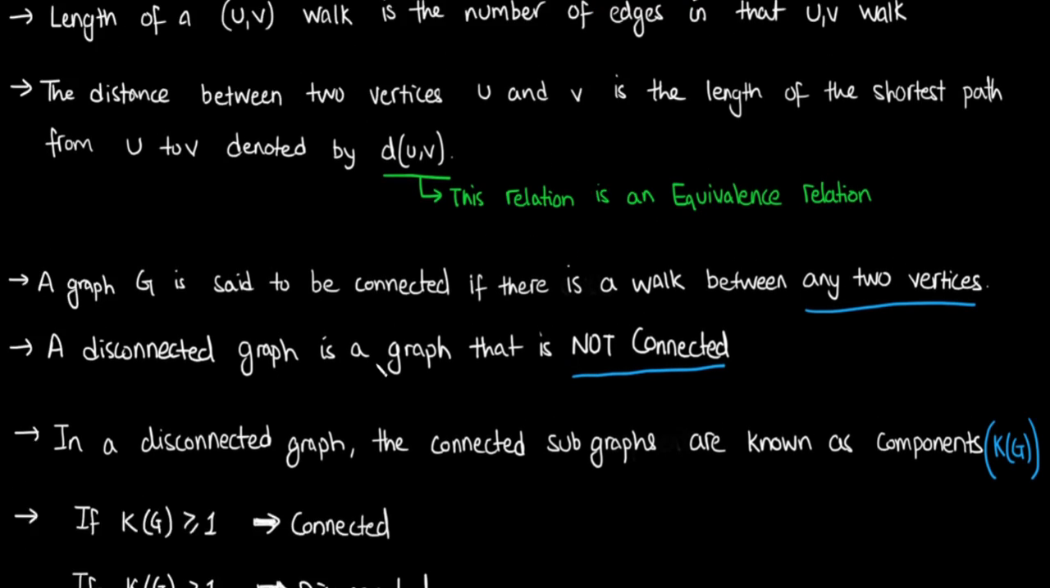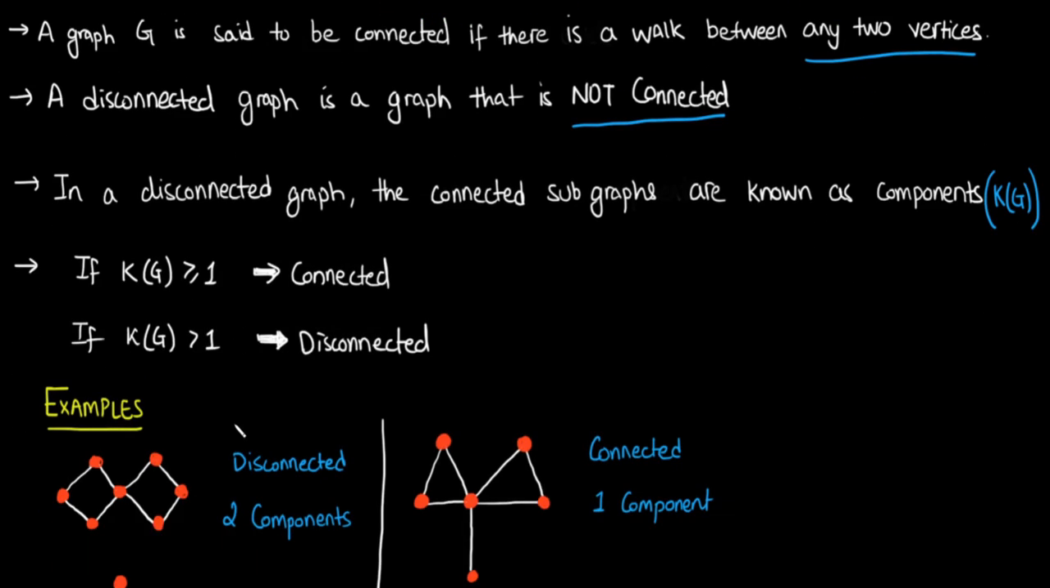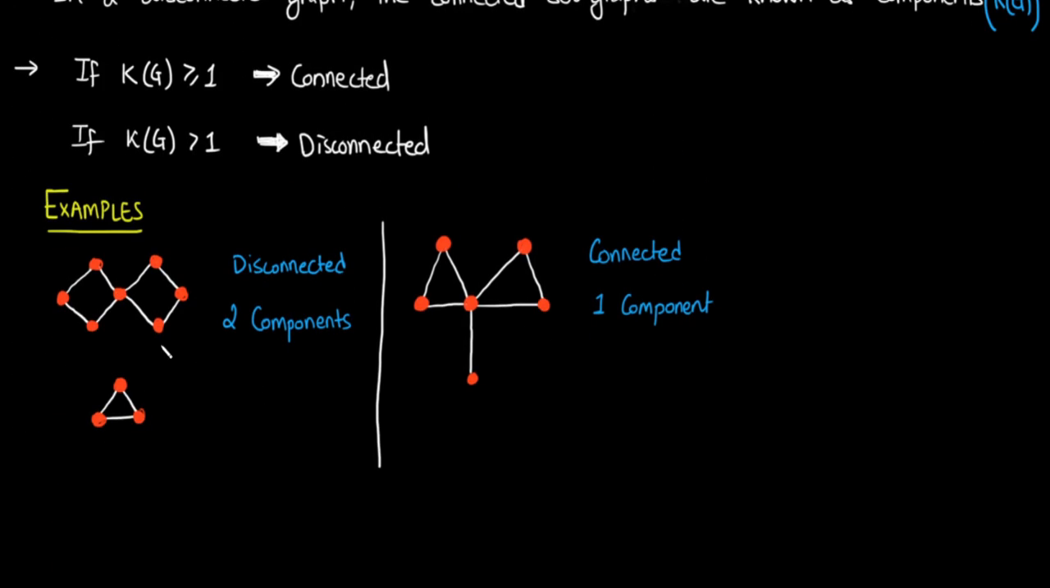In a disconnected graph, the connected subgraphs are known as components. Components are denoted by k(G), or sometimes people call this kappa of G. If k(G) is greater than or equal to 1, then your graph is connected. And if k(G) is strictly greater than 1, then that means your graph is disconnected. I've got examples here.